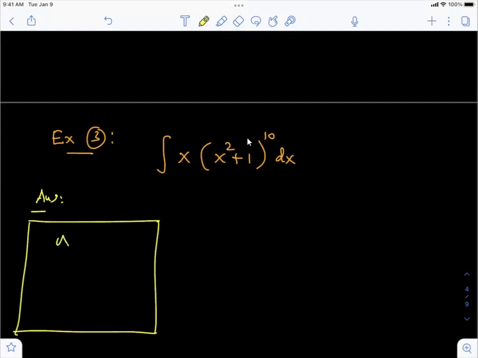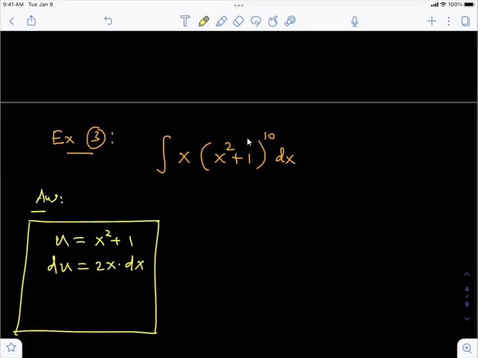What is our u sub? The base of the composition is x squared plus 1. You can have just x squared, but it's not going to facilitate too much in the long run. So x squared plus 1. du equals 2x, and then this will disappear, and then don't forget dx.